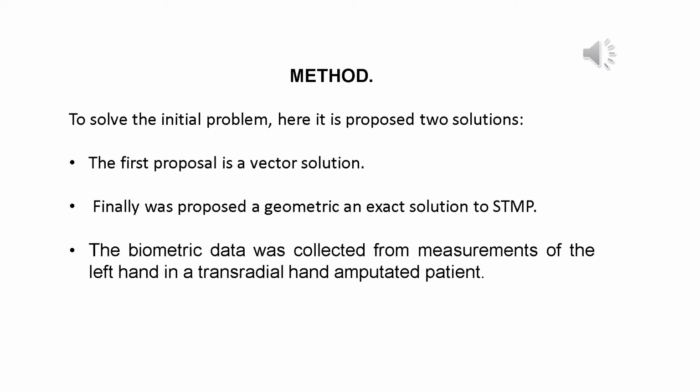The first proposal is a vector solution, and finally a geometric and exact solution to the synthesis of the Toronto mechanism problem was proposed. The geometric data was collected from measurements of the left hand of a transradial amputee patient.